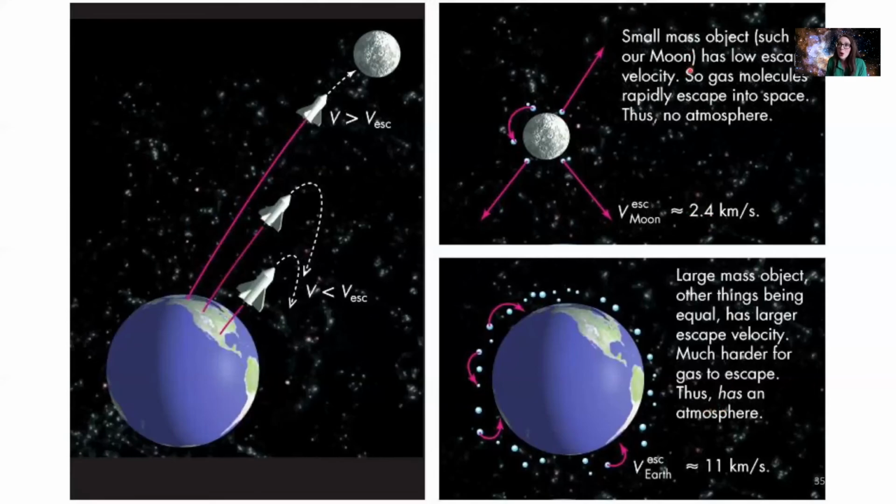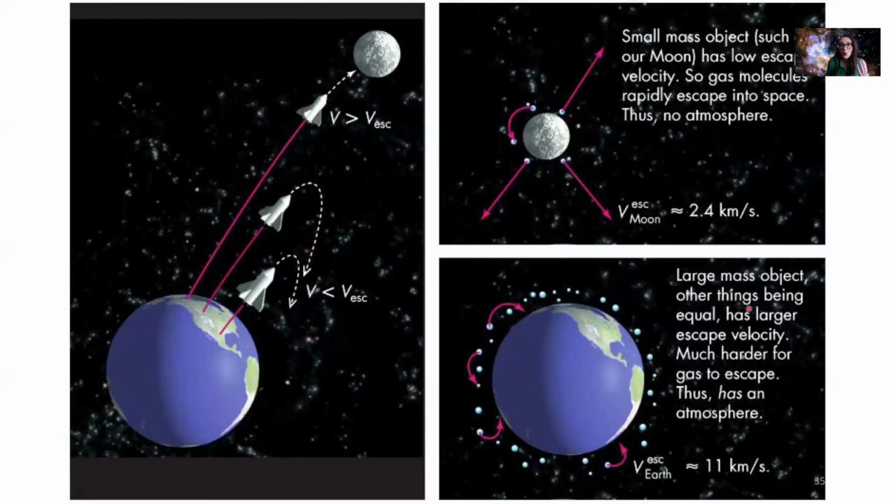Because of this low escape velocity, gas molecules that are on the moon are able to escape into space. That means that the moon really has almost no atmosphere. Any gas molecule near the surface of the moon can achieve a velocity on its own to exceed the escape velocity for the moon. And so that's why the moon doesn't really have an atmosphere to speak of. If the moon had a larger mass, it would be able to hold on to more material for its atmosphere.